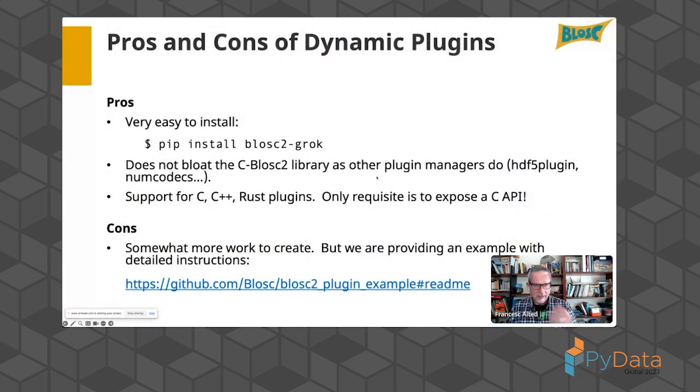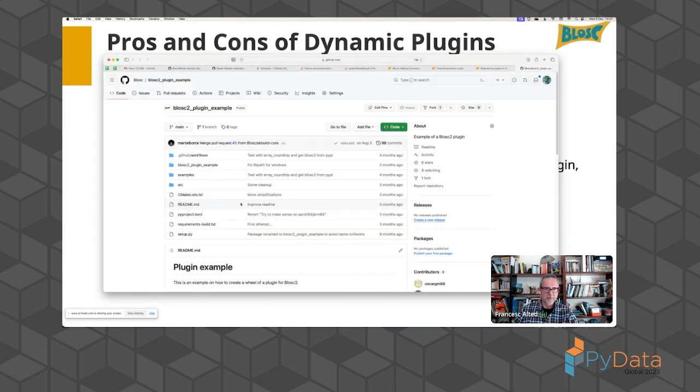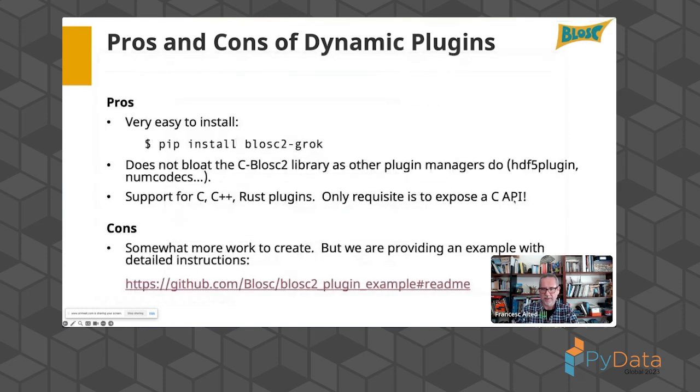So the pros and cons. The pro is that it's very easy to install because you can provide wheels for the plugins, and there is support for C, C++, and Rust as well. The con is that creating a plugin for Blosc2 is a little bit more work, but we are providing an example with detailed instructions here. It's a full example where you can follow all the steps for doing that, and also for creating wheels for that.